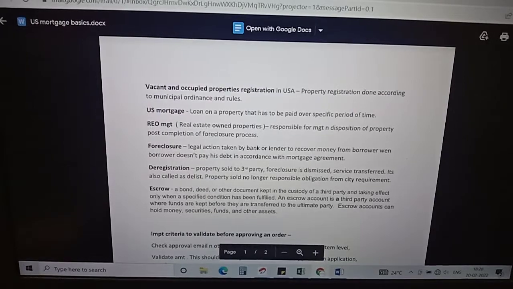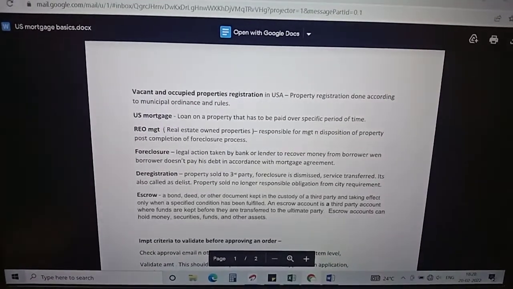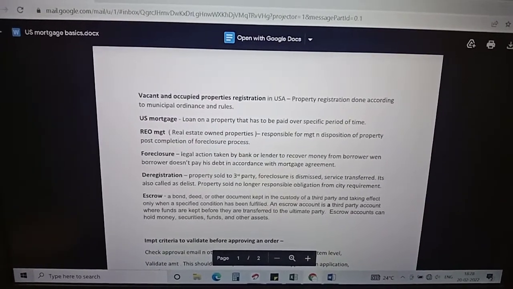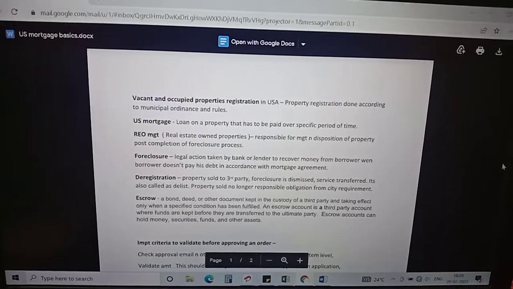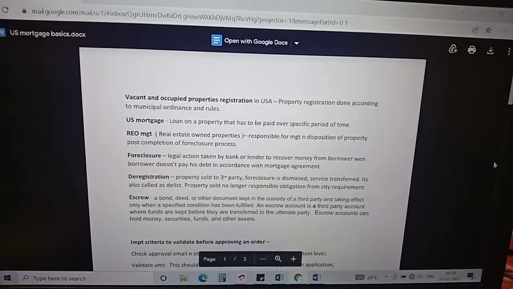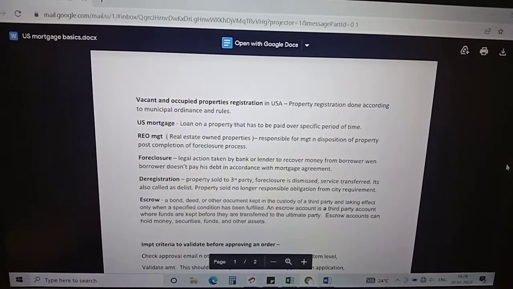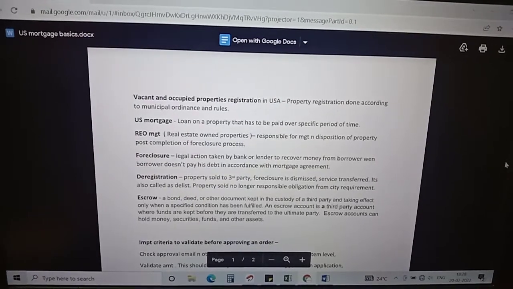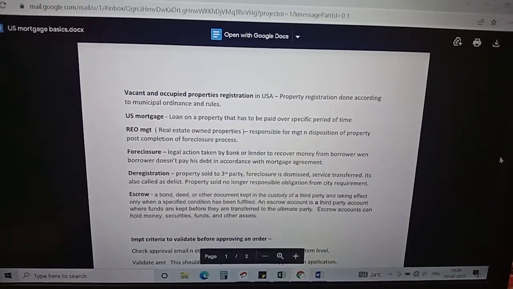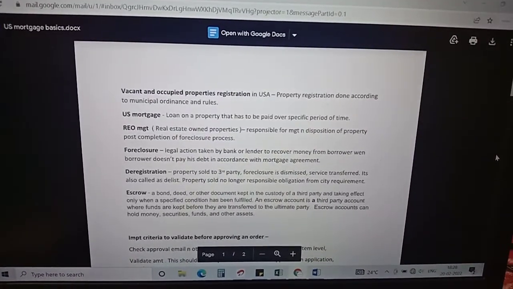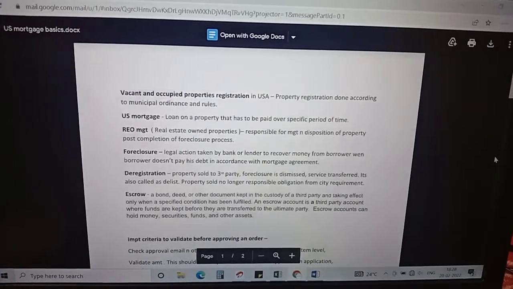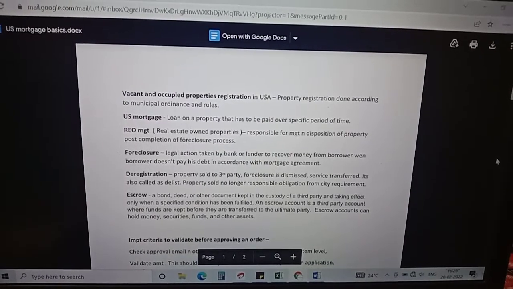So it is US mortgage. First, I have mentioned on the screen vacant and occupied properties. We register the property, and it can be a vacant or an occupied property. We have a set of processes like underwriting, title search, title insurance, property preservation, and property registration is also one particular process. Property registration is done according to municipal ordinance and rules in the US.